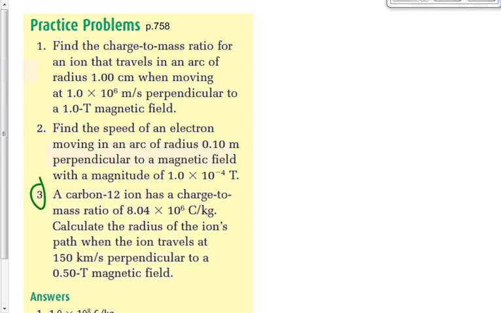I was chatting with one person earlier today who was having a little bit of trouble with number 3. And as I was going through it, I remember thinking there's probably going to be quite a few people that have trouble with this one, just the way that it's set up. Conceptually, it's not crazy, but it seems a little bit tricky mathematically. So let's do that. It says a carbon-12 ion has a charge-to-mass ratio of 8.04 times 10 to the 6.